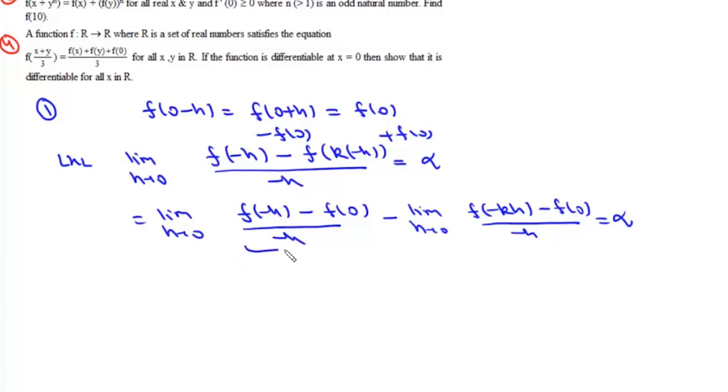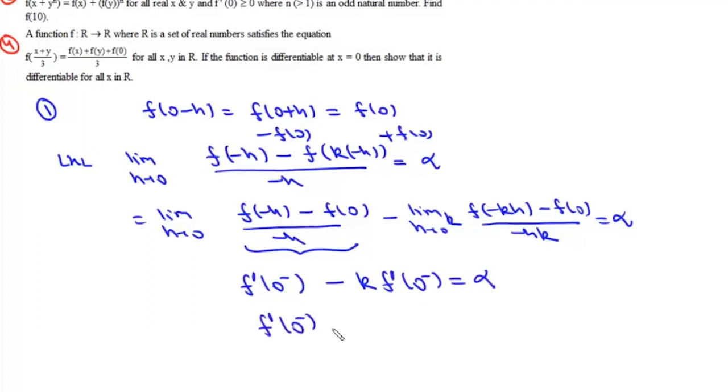Now this is nothing but the left hand derivative at 0, so it'll be f'(0) negative, and here if we multiply and divide it with k, this again is (f(0-kh) - f(0))/(-kh), so it'll be the left hand derivative at 0. So this is k into f'(0) negative, that is equal to alpha. So from here we can say the value of f'(0) negative is alpha upon 1 minus k.